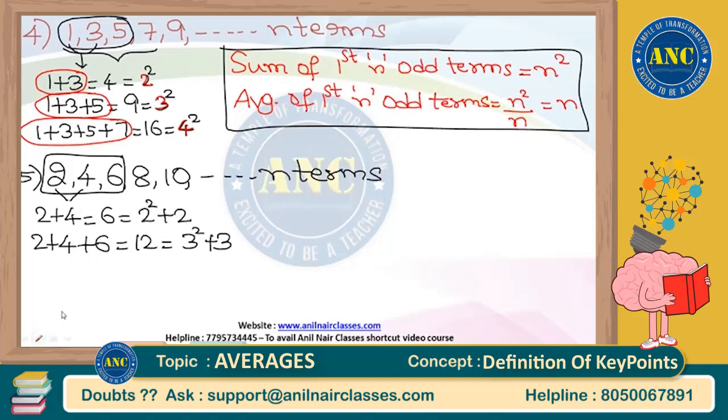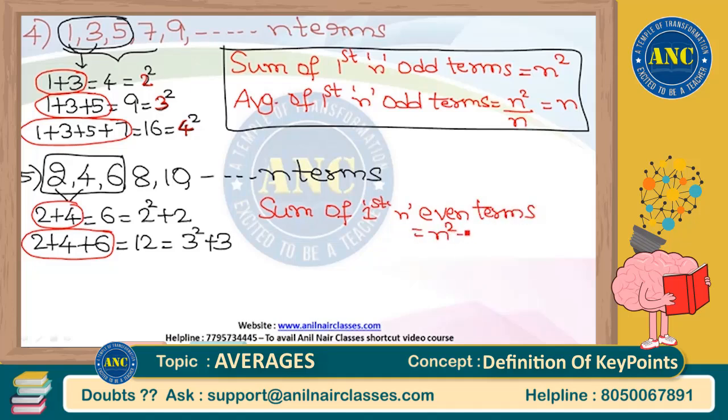Generalize it right now. Can I say that sum of first 2 even numbers is 2 square plus 2? Sum of first 3 even numbers is 3 square plus 3. In general, sum of first n even numbers is n square plus n, right? If I take n common factor, it is n into n plus 1. But I am interested in average.